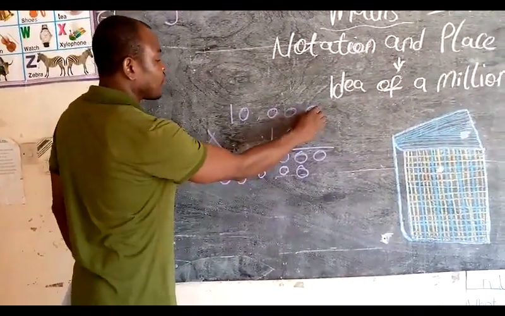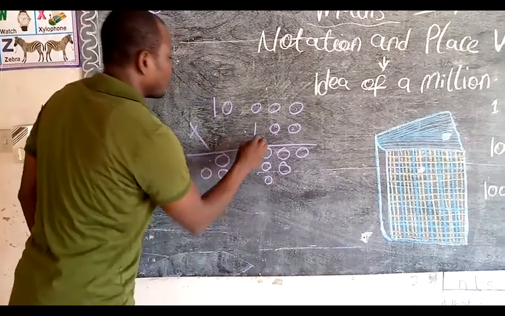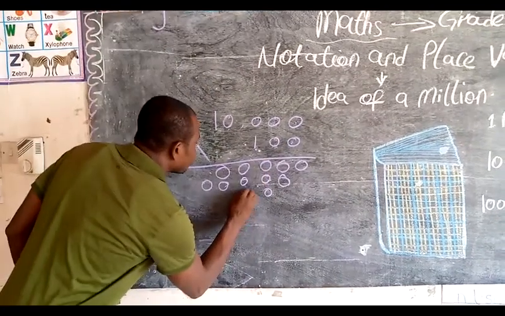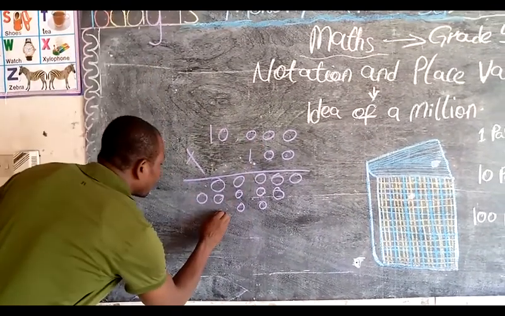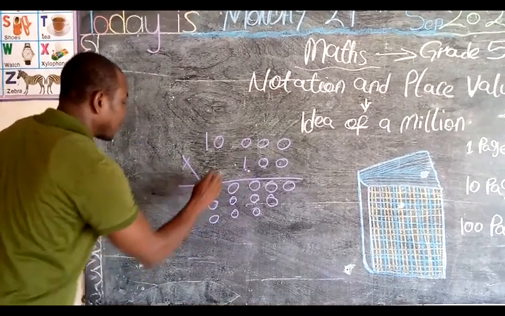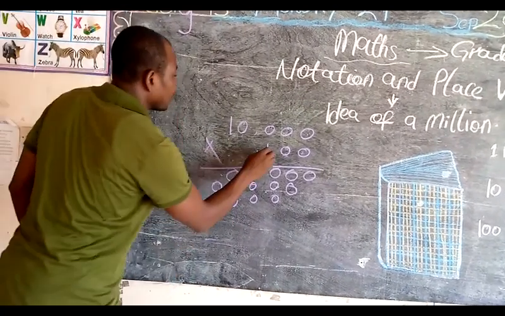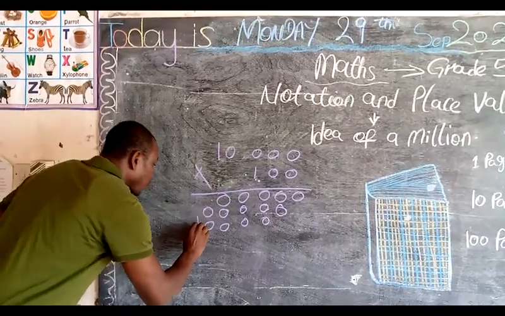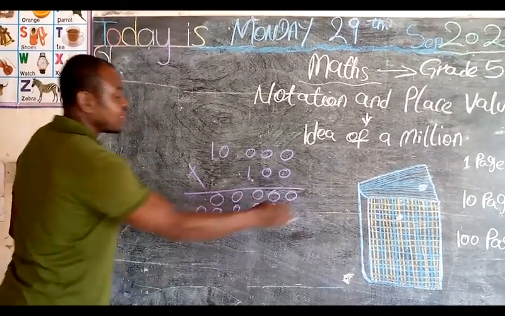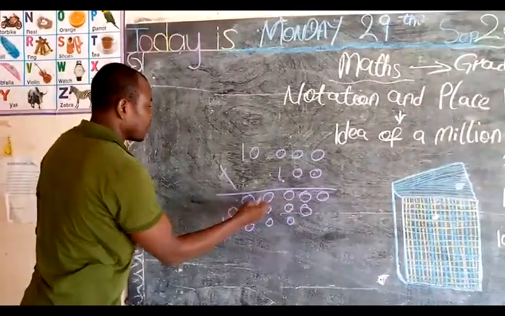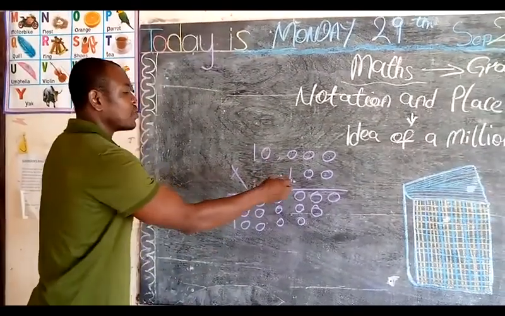So 1 times 0 is equal to what? 0. 1 times 0 again is equal to 0. 1 times 0 is equal to what? 0. 1 times 0 again is equal to what? 0. 1 times 1 is equal to 1. Now we have finished our multiplication of 10,000 times 100.